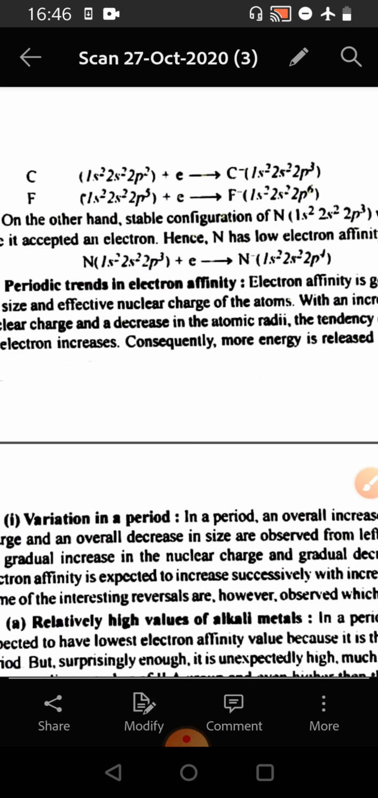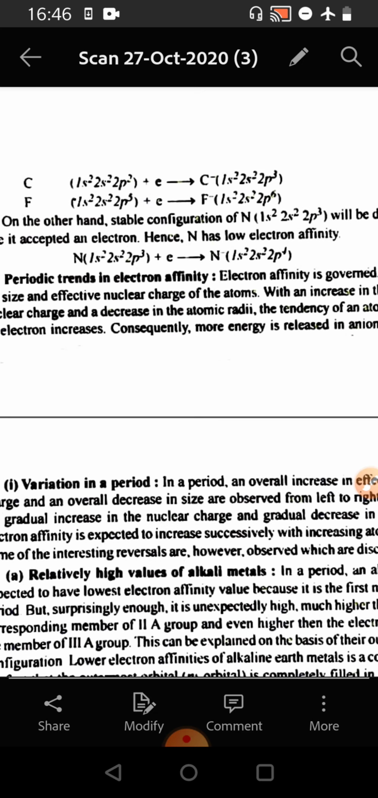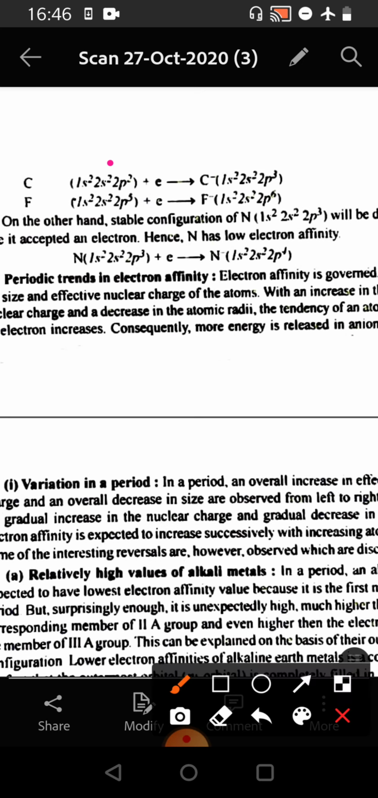So, if we consider, we see that in the atomic state, carbon has 1s2, 2s2, 2p2 electrons, and on accepting an electron, it becomes 1s2, 2s2, 2p3. While for fluorine, in the atomic state, it is 1s2, 2s2, 2p5, and after attaining an electron, it gets the stable configuration of 1s2, 2s2, 2p6.